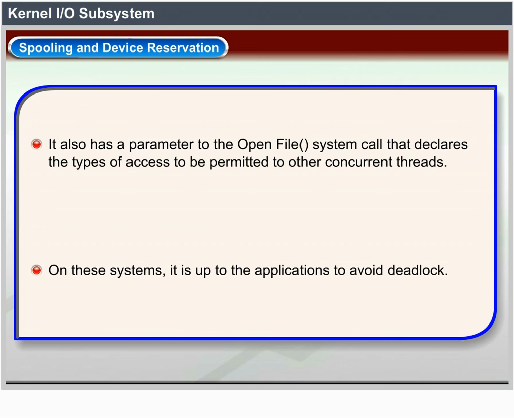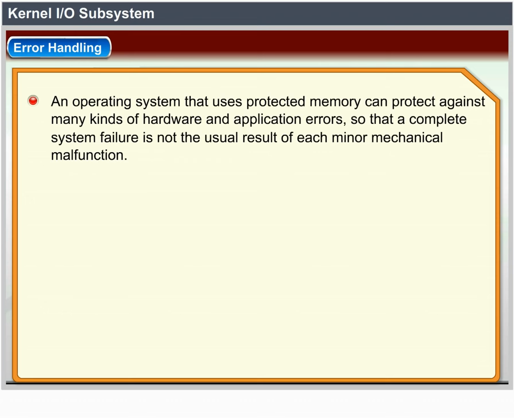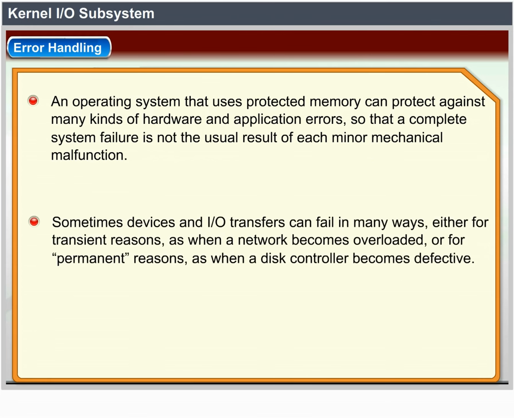Error handling. An operating system that uses protected memory can guard against many kinds of hardware and application errors so that a complete system failure is not the usual result of each minor mechanical malfunction. Devices and input-output transfers can fail in many ways, either for transient reasons, as when a network becomes overloaded, or for permanent reasons, as when a disk controller becomes defective. Operating systems can often compensate effectively for transient failures.